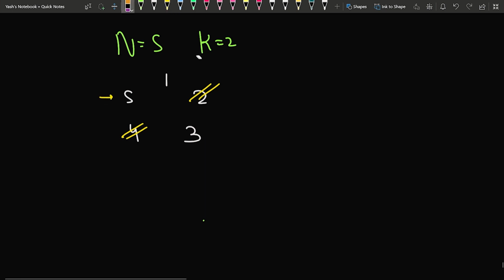When I'm standing at 5, again I'll kill the second person. So the first person is 5, the second person is 1, right? So I'll kill 1. After killing 1, now I'll stand at 3. Since I'm standing at 3, I'll kill the second person. So 3 is the first person, then the second person now is 5. So I'll kill 5. After this, we can observe that only one person is left, that is nothing but 3. So I can return 3 here. 3 is the safe position here.